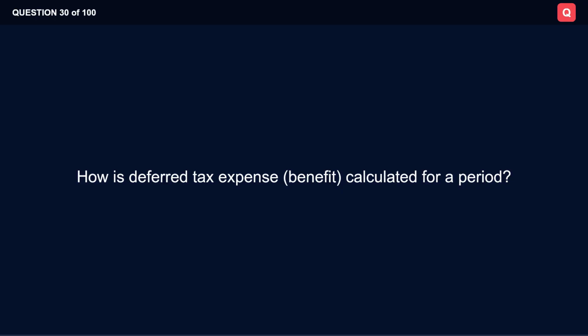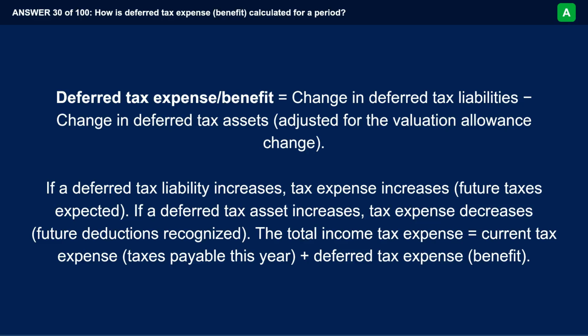How is deferred tax expense/benefit calculated for a period? Deferred tax expense/benefit equals change in deferred tax liabilities minus change in deferred tax assets, adjusted for the valuation allowance change. If a deferred tax liability increases, tax expense increases, future taxes expected. If a deferred tax asset increases, tax expense decreases, future deductions recognized. The total income tax expense equals current tax expense, taxes payable this year, plus deferred tax expense/benefit.